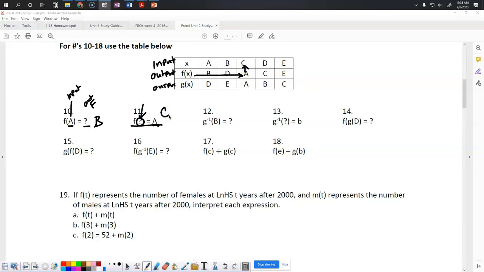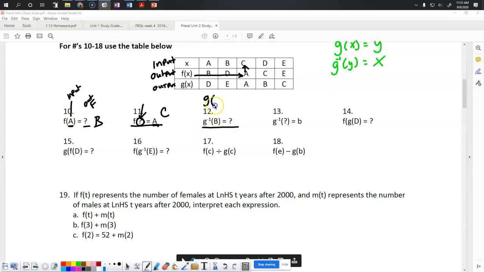All right. Now number 12 gets us into some other interesting territory here. So let's talk about that a little bit. Now we're talking about inverse functions. All right. So if I tell you guys that g of x equals y, then that means that g inverse of y equals x. All right. So there's a few ways you guys could do this, but here's one way you guys can kind of handle this. Instead of writing it like this, we could rewrite it like this.